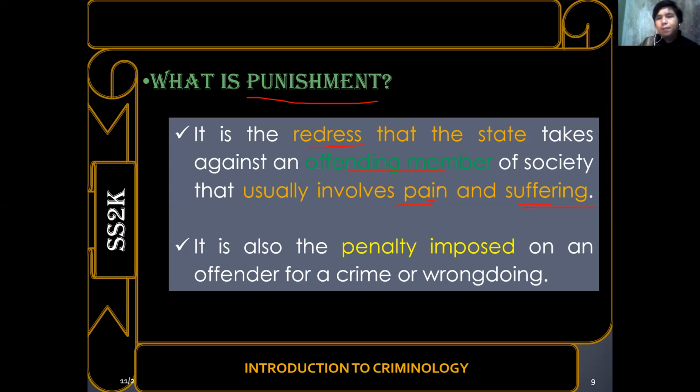Para sa ganun ay madisiplina yung isang tao na naka-offend ng isang miyembro ng society. So, punishment, it is also the penalty imposed on the offender for a crime or wrongdoing. So, it is the penalty. Kasi yung penalty, and that is the pain or suffering. Kaya sa ibang libro, sabi doon, punishment is the penalty that is imposed. What is penalty? Penalty is the pain or suffering.